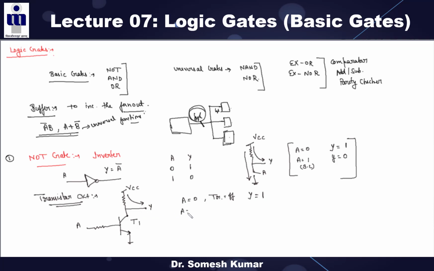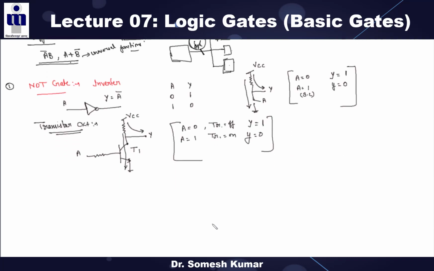What happens if A is 1? Your transistor is in the on state. 1 means 5 volts is applied, right? This is the meaning of 1 and 0 here. So the transistor is on, and the collector and emitter are connected. Current flows from the collector to the emitter, and the whole current will pass to the ground, right? And the output is 0. So this is the inverter circuit using the transistor.